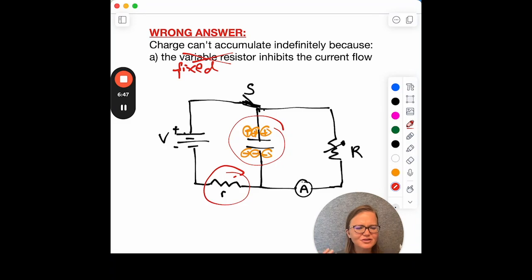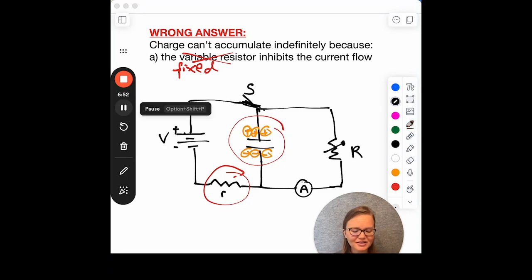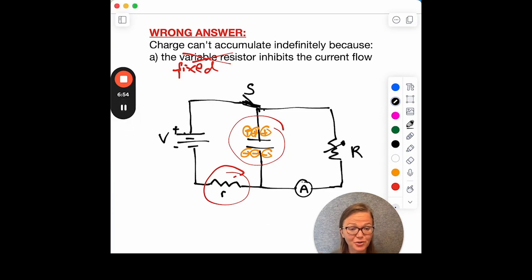But how does a resistor affect the charging or the discharging of a capacitor? Having a resistor in our circuit is going to affect our rate of charging or our rate of discharging. So that's the role of resistors. They allow us to control how fast we charge or how fast we discharge a capacitor.